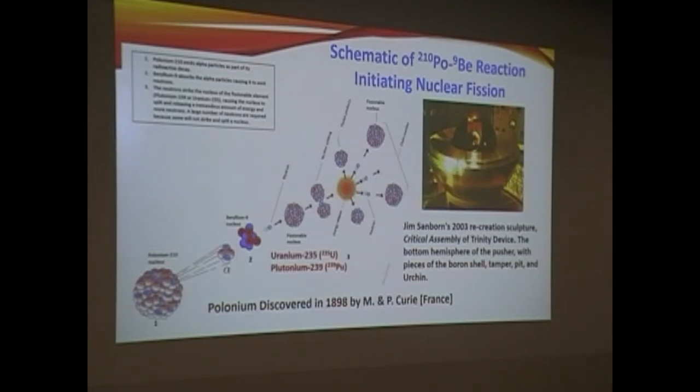Next one hits though, and in a very short time, like in billions of seconds, you're now having tremendous amount of energy and fission reaction occurring. This schematic shows a full-scale model that was assembled about 20 years ago on the critical device. It shows in the very center a schematic of where the polonium, beryllium, urchin device was located.